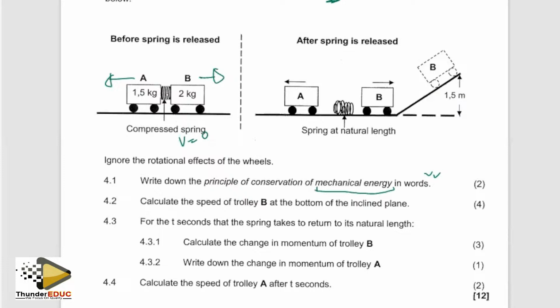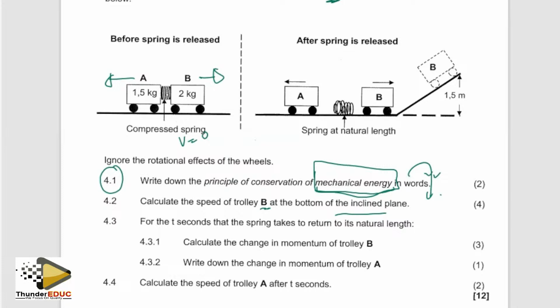Then 4.2, calculate the speed of trolley B at the bottom of the incline. Now, the first question asked about conservation of mechanical energy, which means the question that follows should be more like an application of mechanical energy.